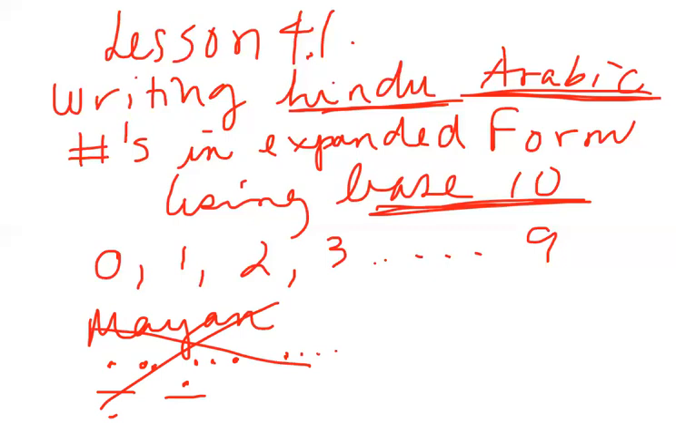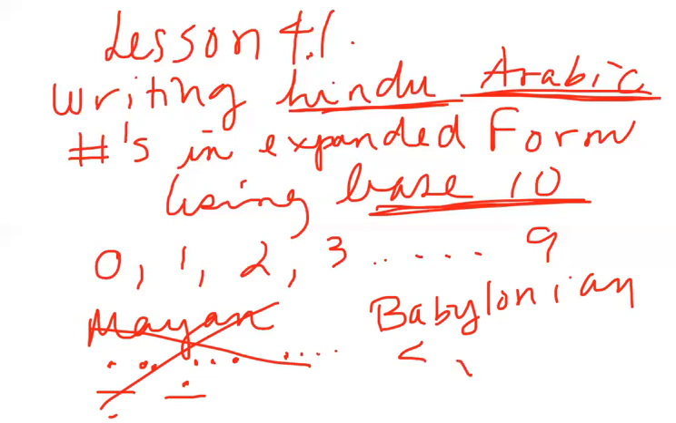Now, there's another one called the Babylonian. The Babylonian uses a series of arrows, depending on which way the arrows are pointing, that determines the value of the digit. We're not going to learn that either.